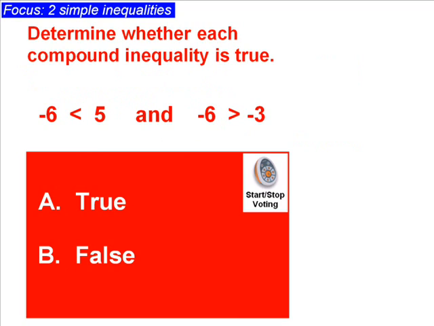Here's a few more examples. -6 is less than 5. True or false? Of course, that is true. And -6 is greater than -3. That is false. Because it is joined by the word "and," the compound inequality would be said to be false.